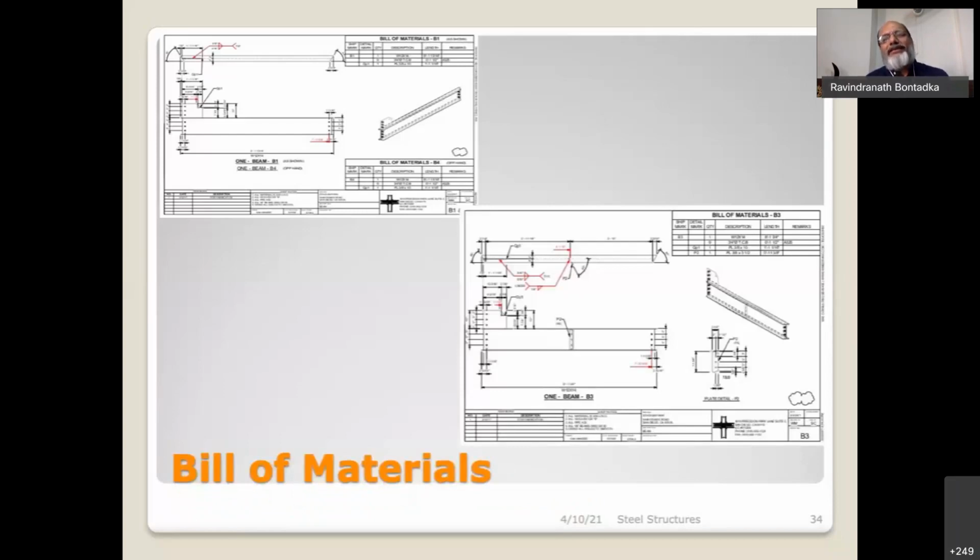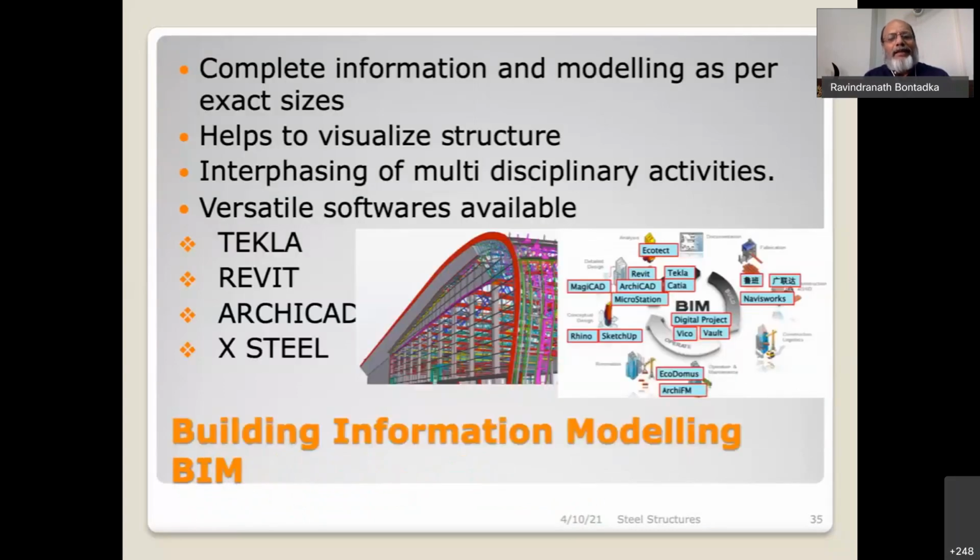You have to get the bill of materials properly, and after you finish your fabrication drawings, you'll get the bill of materials. Then the most important thing I would like to cover here is building information modeling, or BIM modeling, with which nowadays you can visualize the whole building together, as I said, because the complete information and modeling as per the exact sizes is what we get in the BIM. It helps to visualize the structure and the joints completely.